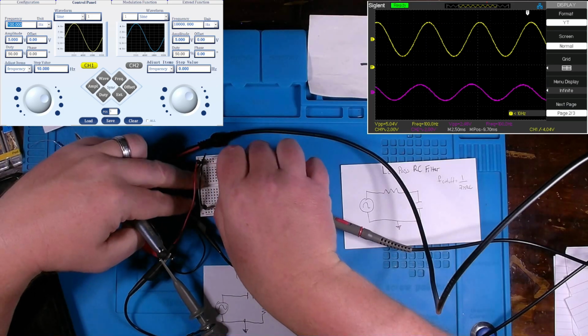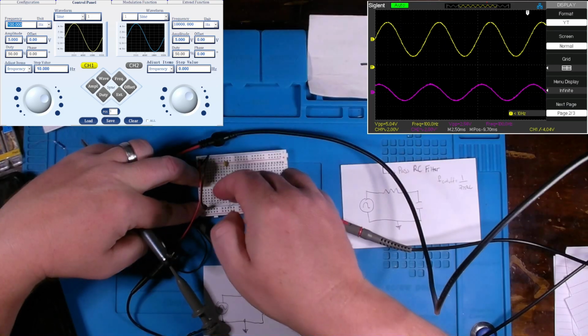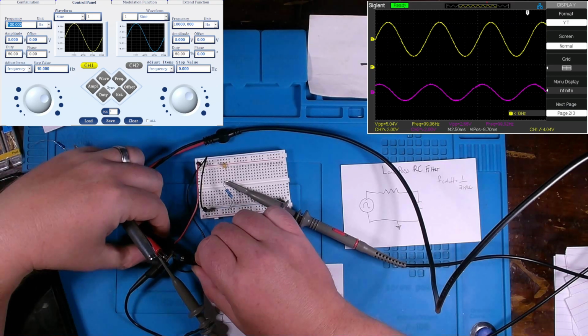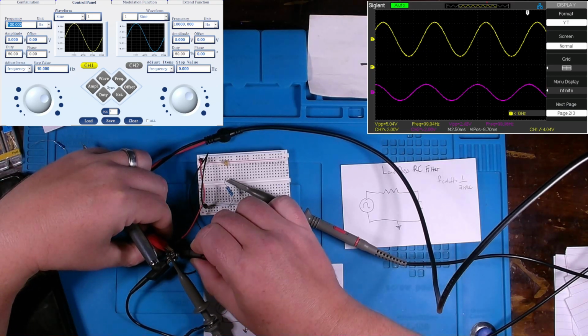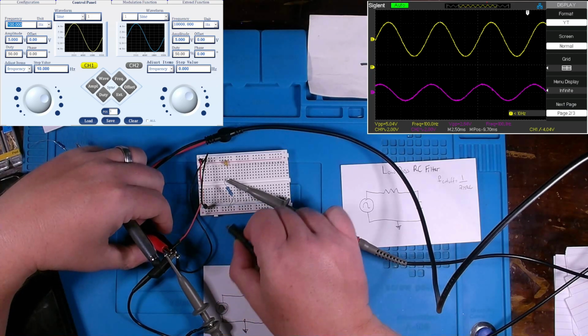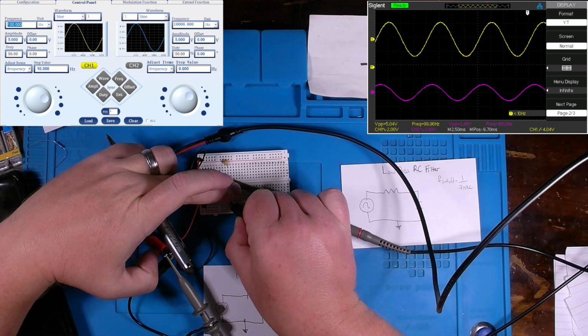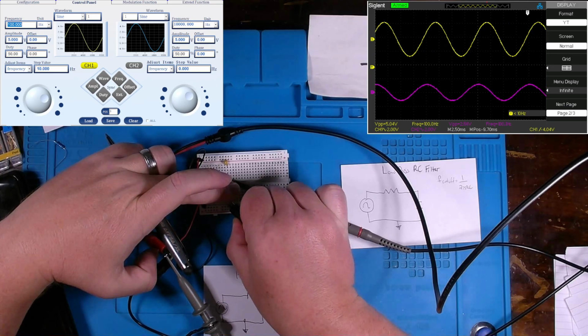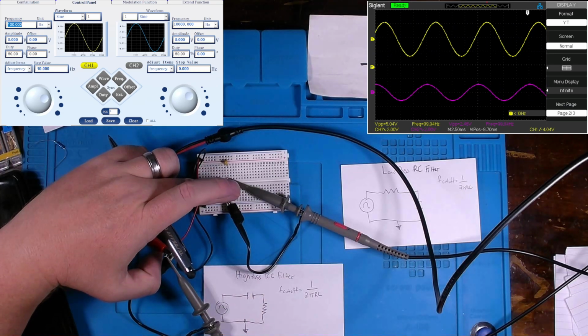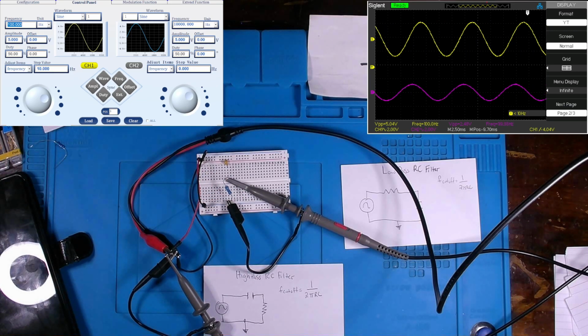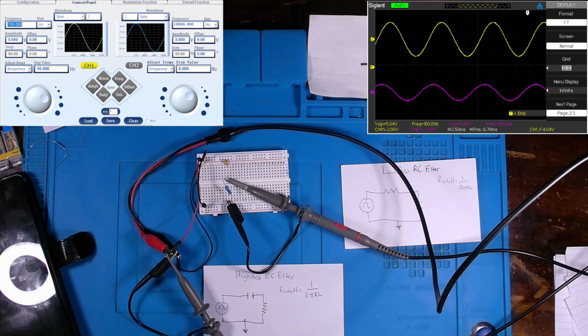We're already seeing attenuation there. Let me connect my ground off. That's probably why things were acting a little bit weird. I can probably just connect this right here. Come on now. There we go. Anyways, we can already see that attenuation there at 100 hertz. So let's get above it.